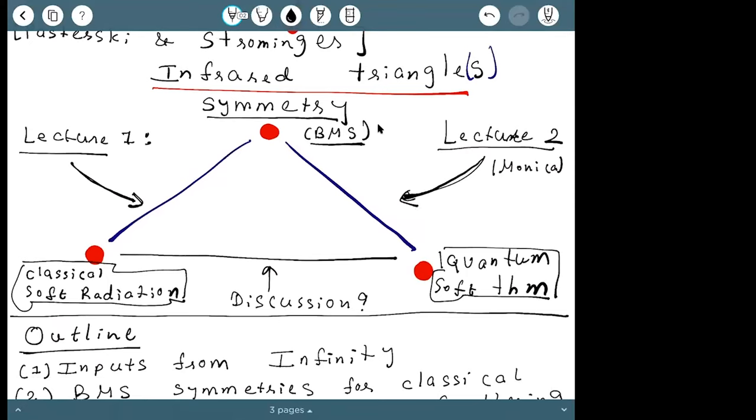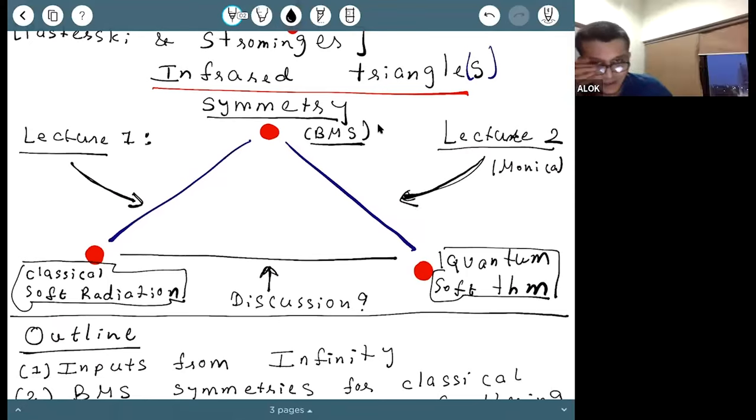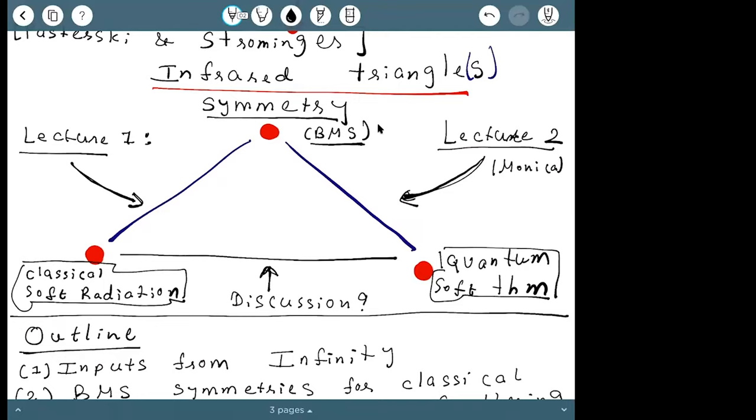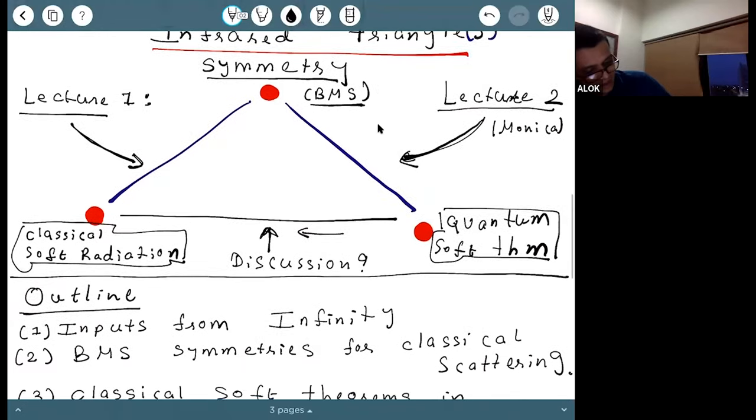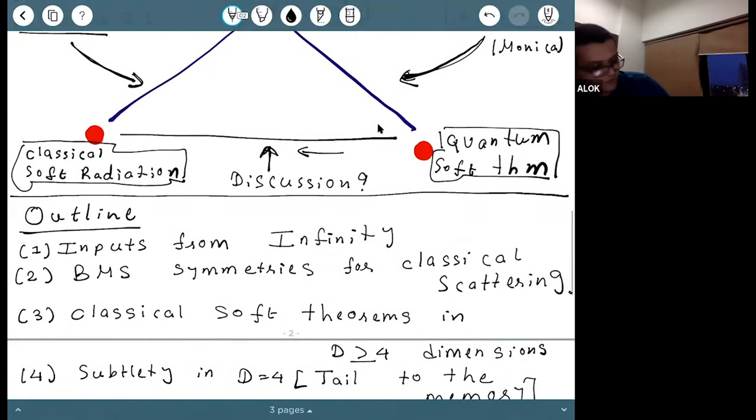And actually there is a third side, which is interesting and in many ways open even now, and hopefully in the discussion we can take up how we take the classical limit from the quantum amplitudes. So this is the basic structure, and this is a rough outline of my talk. I do not know how much I will be able to cover.